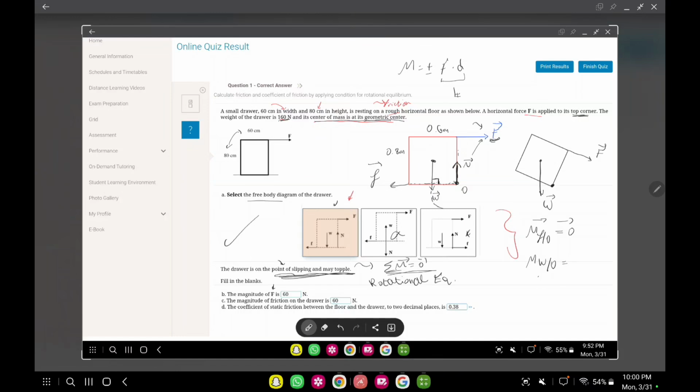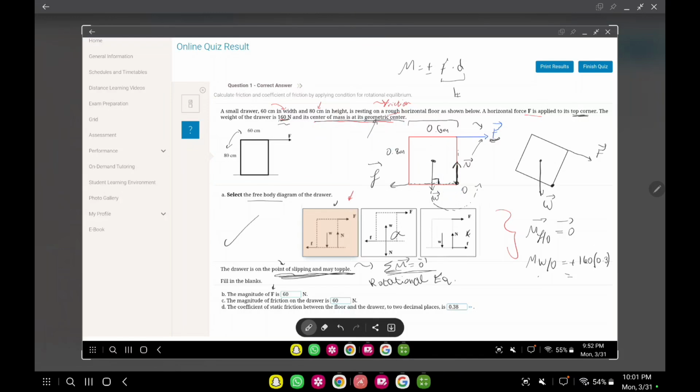Its direction will be like this, right? So it's going to go counterclockwise, and it's positive if it's counterclockwise. The force of the weight is 160 newtons. The distance is 0.3 meters. How is it 0.3? Because all of this is 0.6, right? This is to the center, so it's obviously halfway. So it's going to be 0.3.